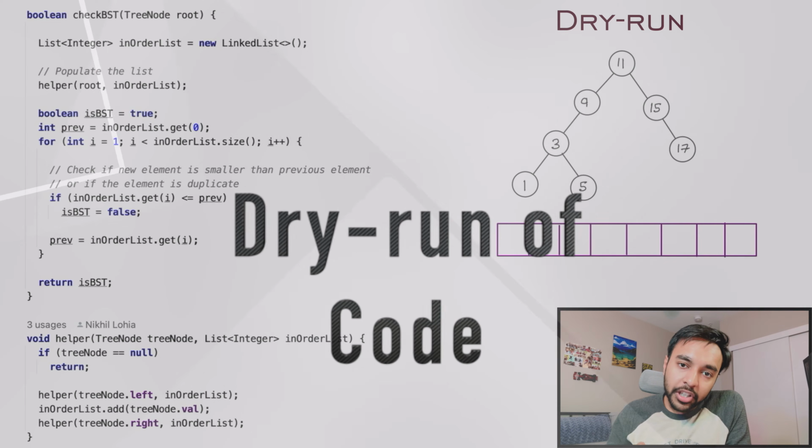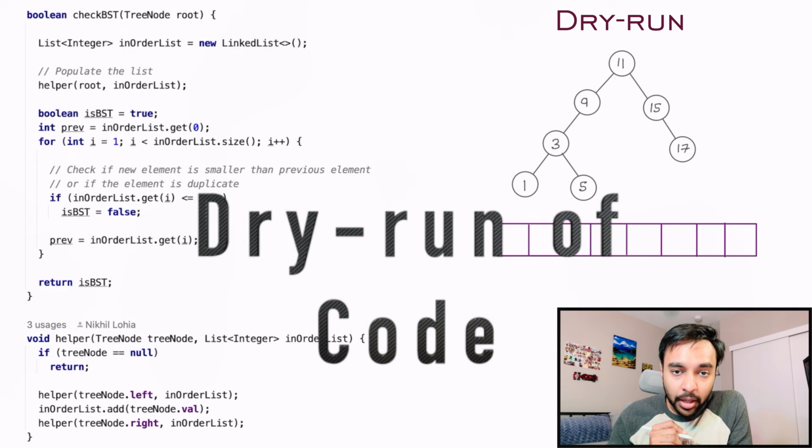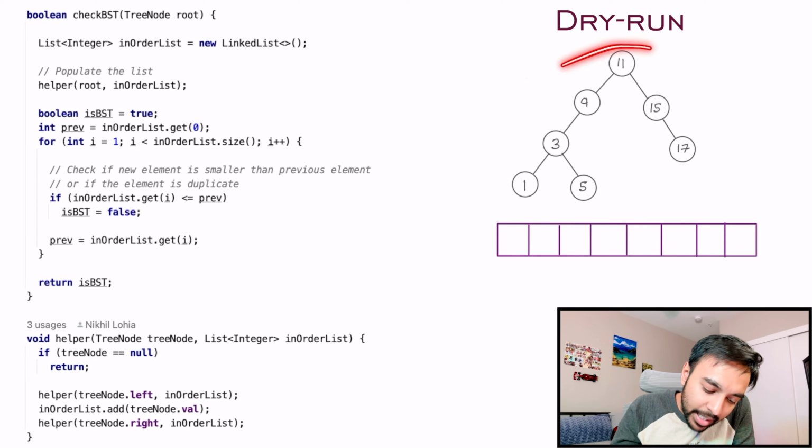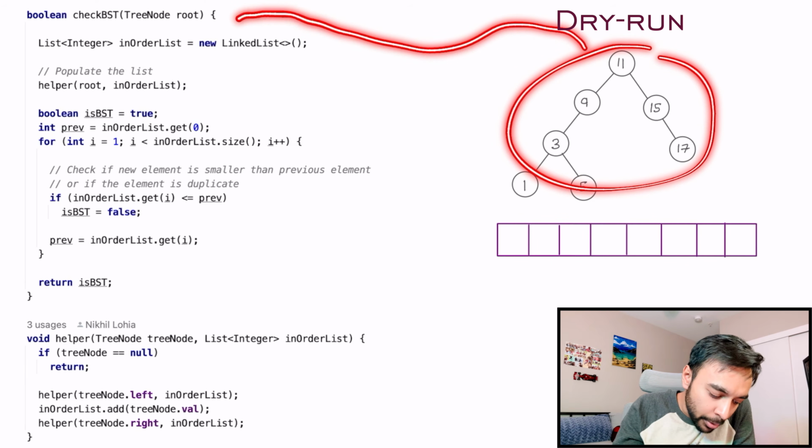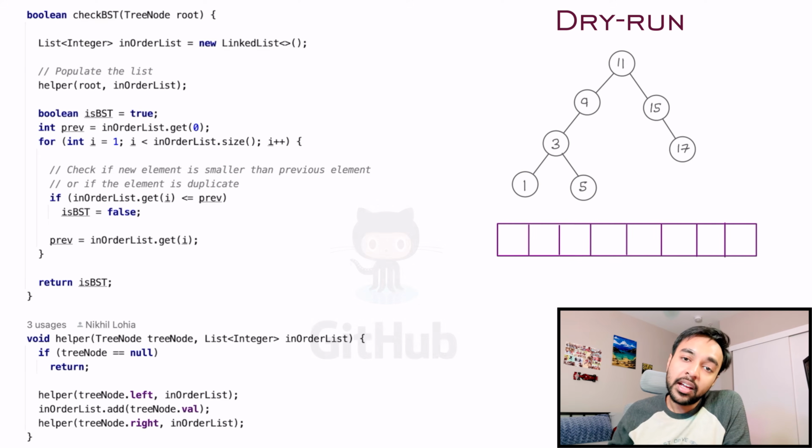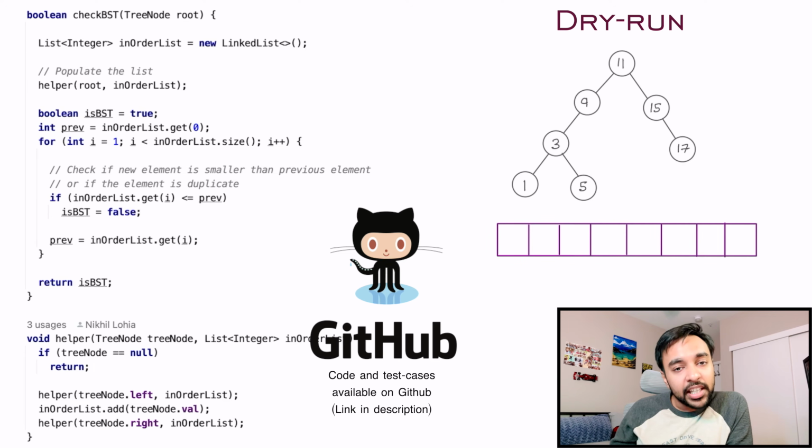On the left side of your screen, you have the actual code to implement this solution. And on the right, I have this sample tree that is passed in as an input parameter to the function checkBFT. Oh, and by the way, this complete code and its test cases are also available in my GitHub profile. You can find the link in the description below.